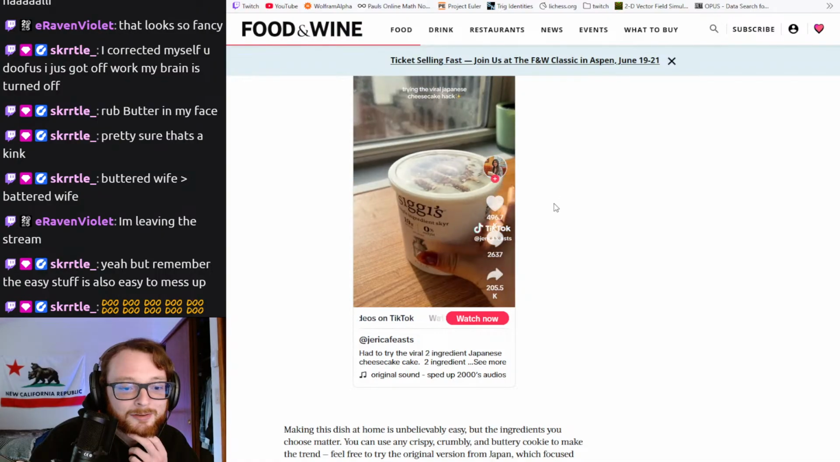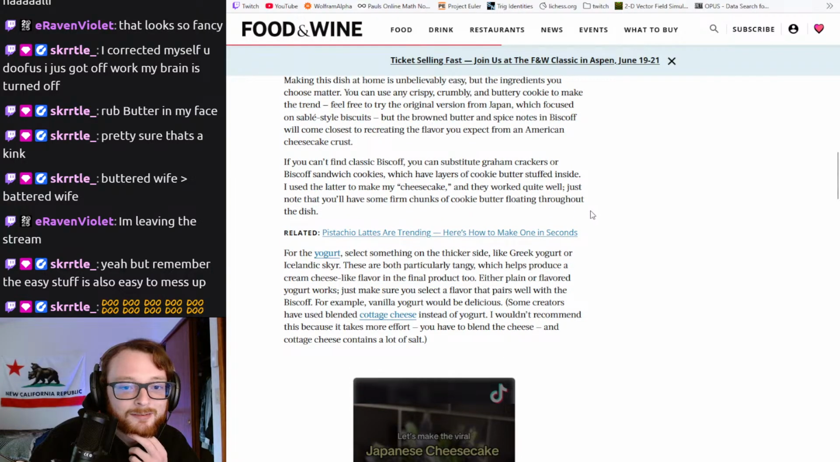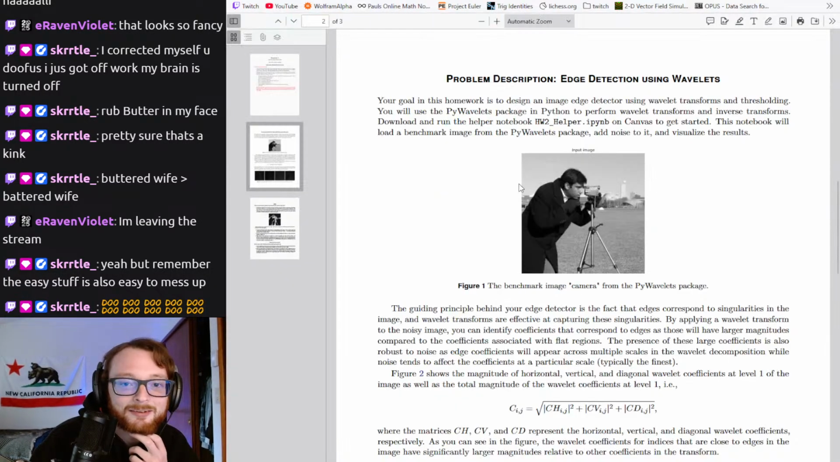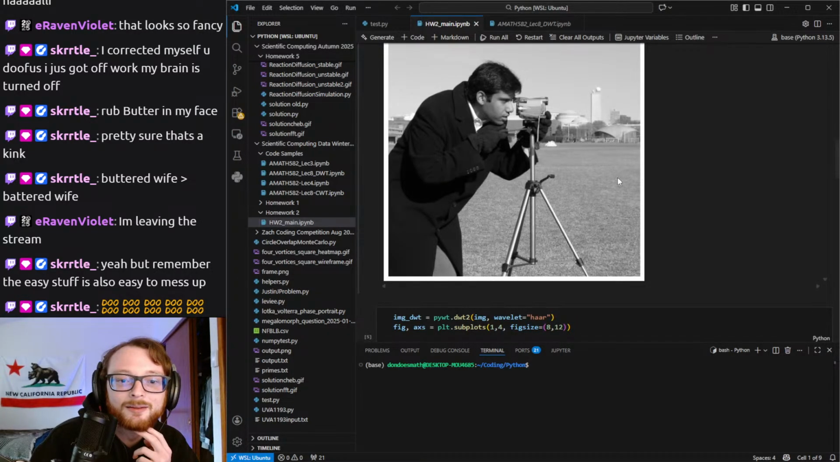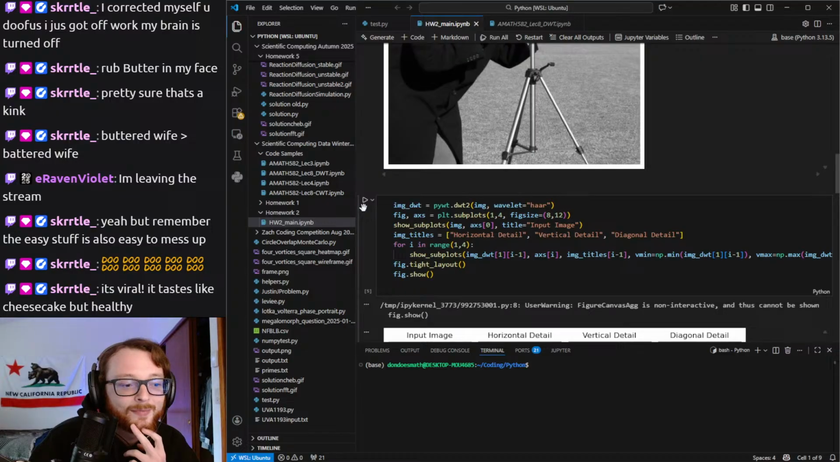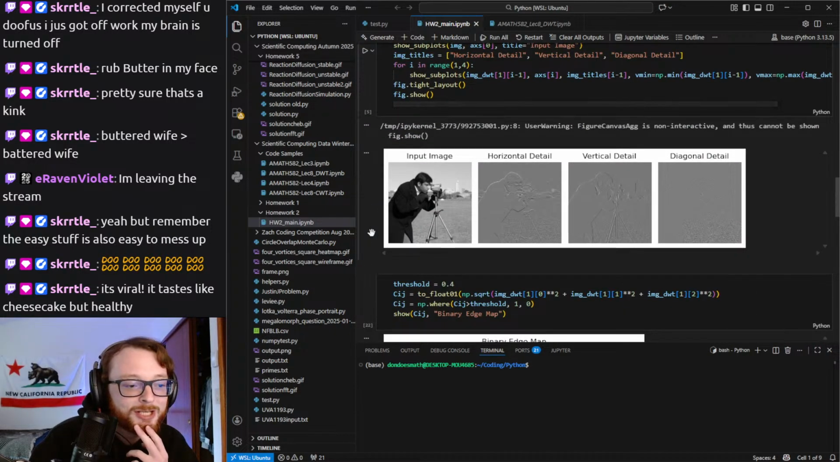What is that, yogurt? It is yogurt. What? This isn't cheesecake? Okay. I'm gonna get mad if I keep looking at that. Okay, anyway. It tastes like cheesecake, but healthy. I have a hard time believing that it tastes like cheesecake. Just yogurt and Biscoff cookies. There's no actual cheese in it.